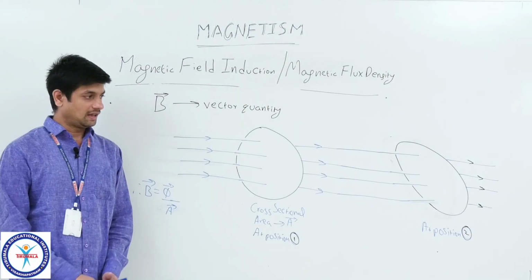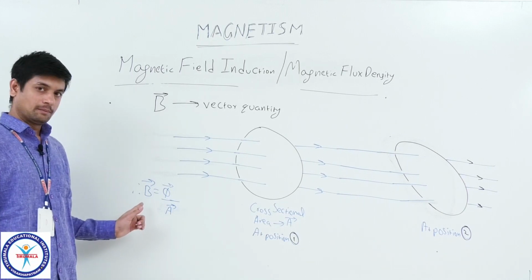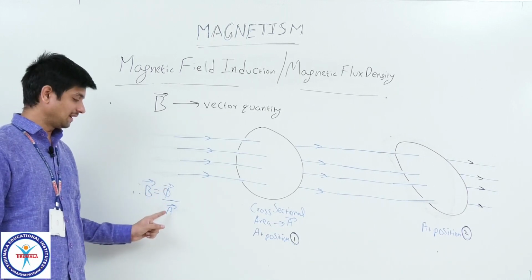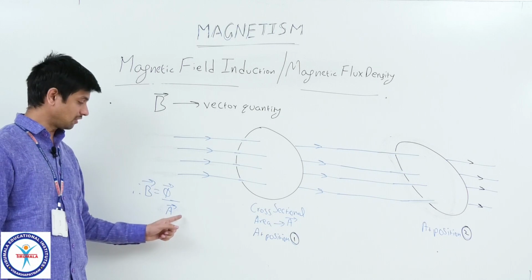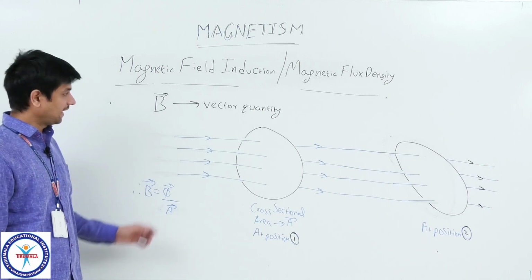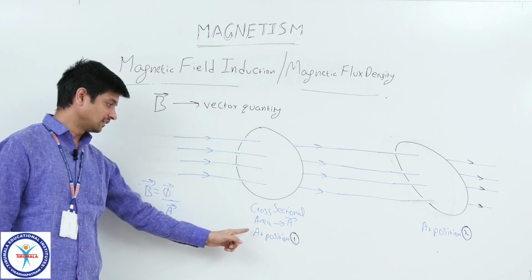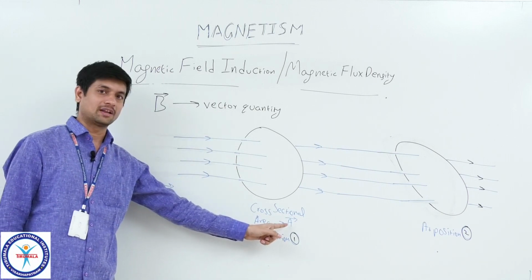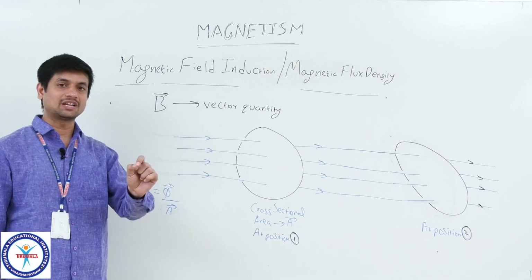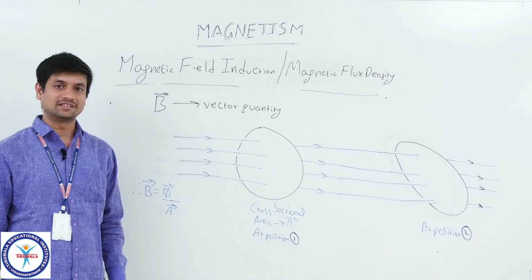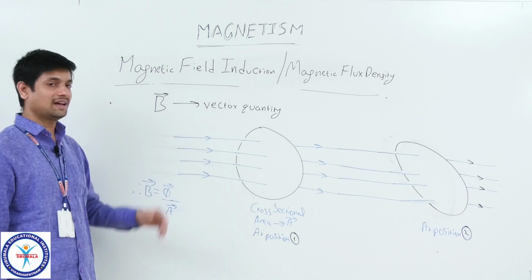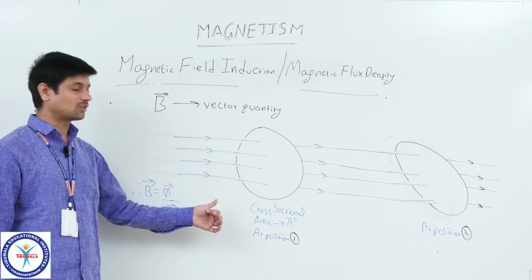Yes children, I have written the formula B bar equal to phi bar by A bar here. I have not written the cos theta. I said B bar is the vector quantity, and I mentioned area also with some arrow. The arrow represents that the physical quantity is a vector. So, how the area is a vector, we are going to discuss now.